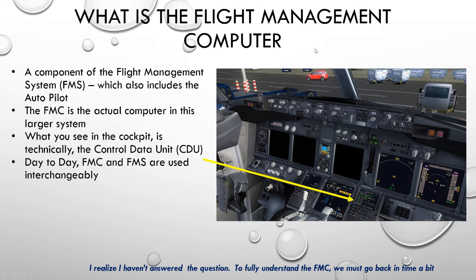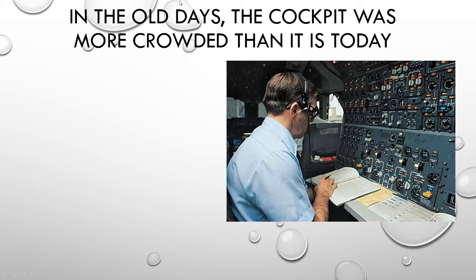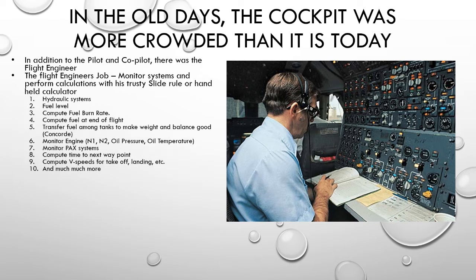Now, I realize I haven't answered the question. To fully understand the FMC, we need to go back in time a little bit. Back in the day, the cockpit was a little bit more crowded than it is today. In addition to the pilot and the co-pilot, there was also this guy, and he's called the flight engineer. The flight engineer's job was actually pretty important. He did a crap ton of stuff. He had to monitor all sorts of systems, make calculations, constantly providing information to the pilot, V-speeds and whatnot. Flight engineer, very, very important. And typically the flight engineer was a fully qualified pilot.